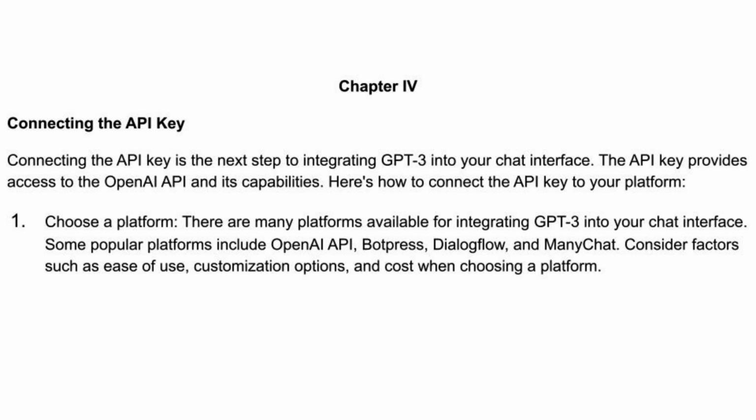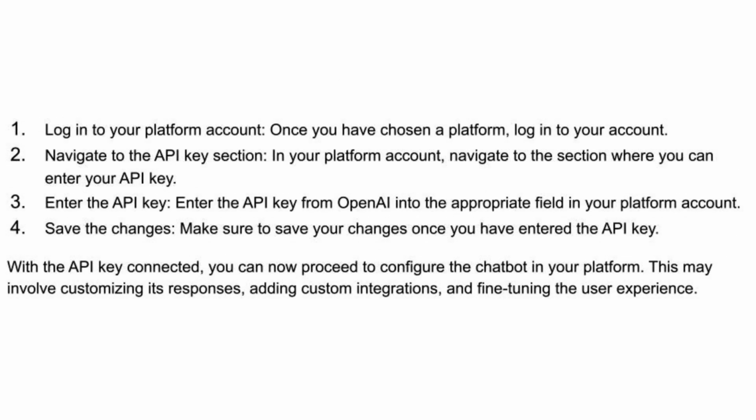Choose a platform. There are many platforms available for integrating GPT-3 into your chat interface. Some popular platforms include OpenAI API, BotPress, Dialogflow, and ManyChat. Consider factors such as ease of use, customization options, and cost when choosing a platform. Log into your platform account. Once you have chosen a platform, log into your account.